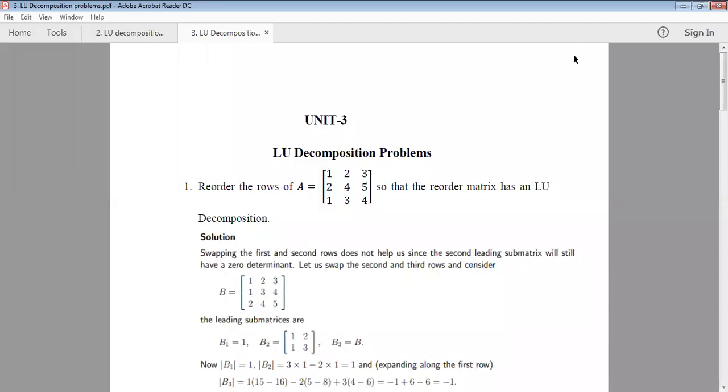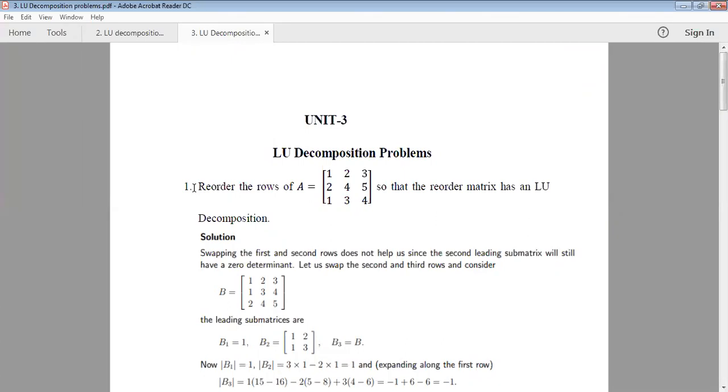Hello everyone. In this lecture, I will explain LU decomposition. In particular, sometimes the LU decomposition of matrix A is not possible. So in such a case, we reorder the rows or columns of A such that the matrix A can be factorized. So let's see one example.